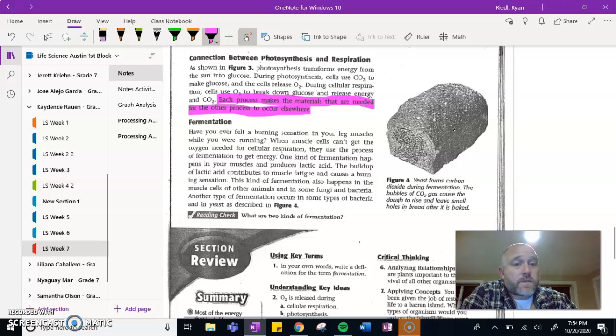Okay, and it still produces the same kind of energy, it's just not as efficient. And the byproduct of that process, fermentation, is lactic acid, and that's what that burning is in your legs when you're riding your bike really hard. And then also yeast forms carbon dioxide during fermentation in the bubbles of carbon dioxide gas. So the holes in your bread, that's from fermentation also.